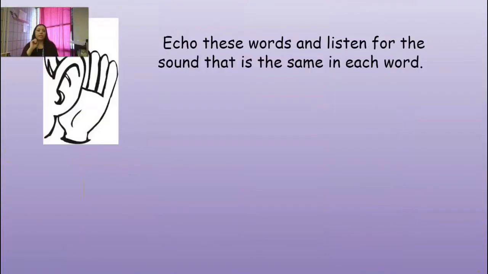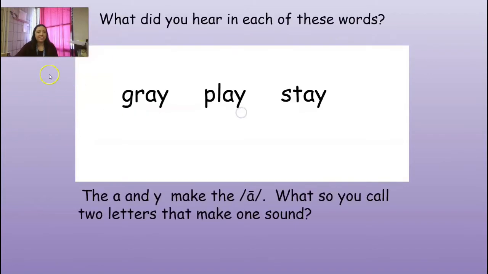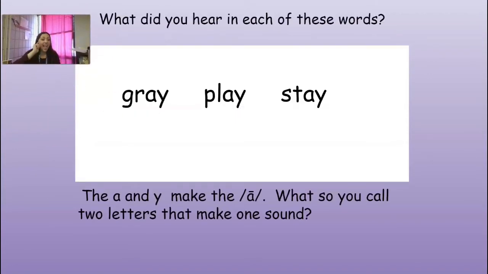So you're going to echo the words I say and listen for the sound that's the same in each word. Are you ready? Stay, gray, play. Stay, gray, play. What sound did you hear that was the same in each word? That's right, you heard the A, the long A sound. So look at how I spelled these words. Gray, play, stay. What do you think makes that A sound in these words? That's right, the A and the Y say A.